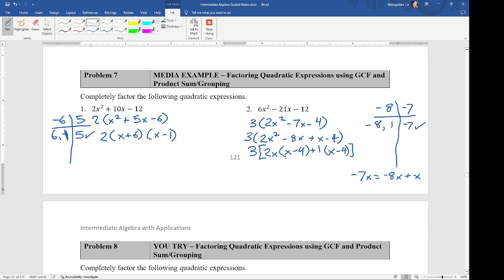Now I can factor out that x minus 4. So we get a 3. We're factoring out an x minus 4. What are we left with? A 2x plus 1. And that is our factorization.